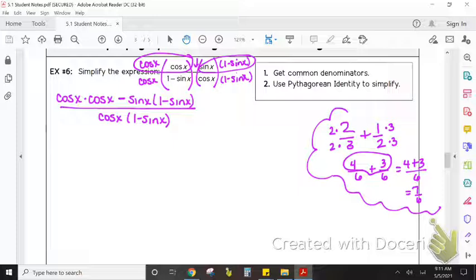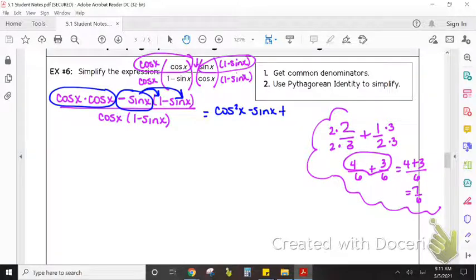Now I'm going to start working in the numerator, okay? I don't want to multiply the denominator because most of the time something in that denominator will cancel. I mean, worst case scenario, if anything doesn't end up canceling, we can always distribute the cosine real quick as a last step, okay? So now let's go through this. We've got cosine times cosine, which is cosine squared. And then we're going to distribute this negative sine of x. So negative sine of x times 1 is negative sine of x. And negative sine of x times negative sine of x is positive sine squared of x. And this is all over that denominator. Remember, don't distribute this yet, okay?